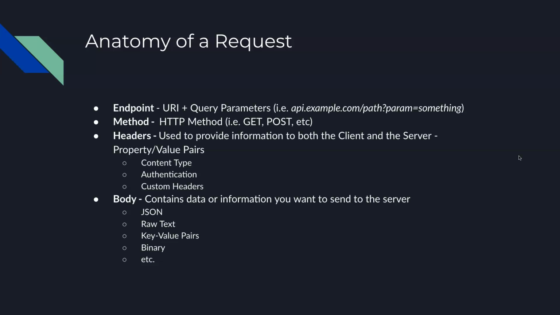Then we have the headers. And headers are interesting. They are used to provide information to both the client and the server. So they can be used to pass information in both directions. That's higher level information than the actual resource that we're working with. They're contained within property value pairs. So for instance, three examples of very common headers are the content type. Are we looking for JSON data? Are we looking for text data? What kind of data are we dealing with?